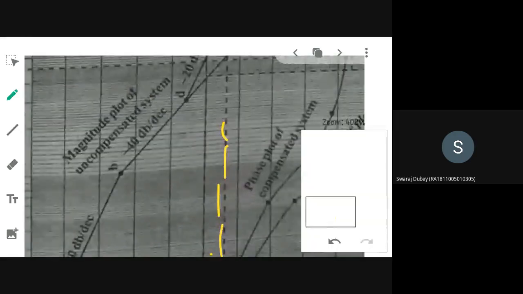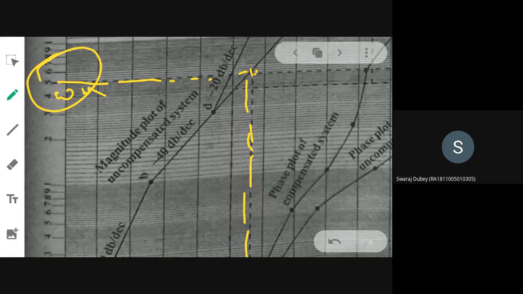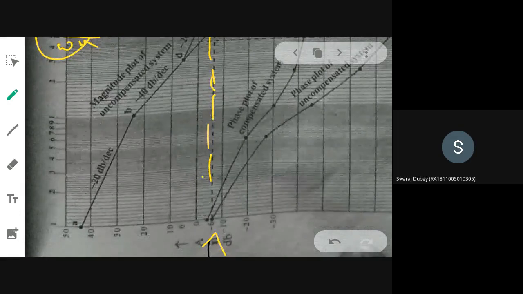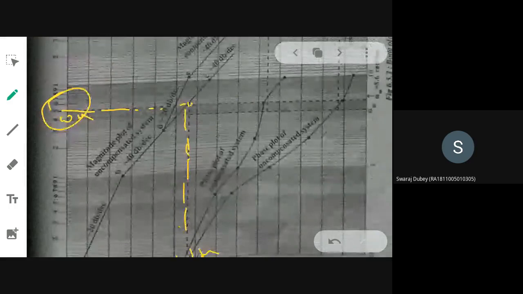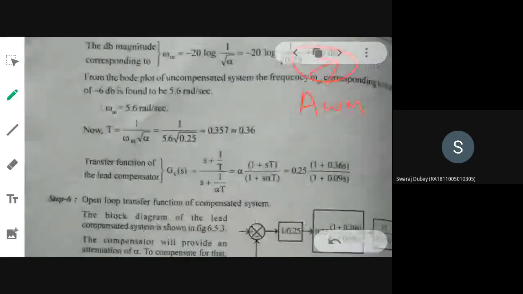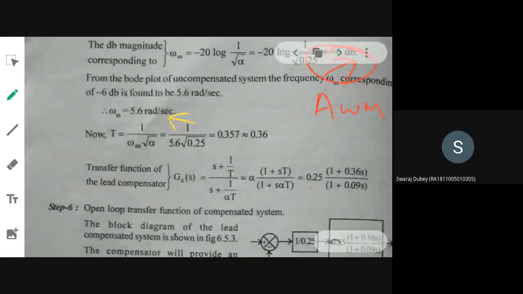So that it hits this magnitude, and that I will extend to omega. So this is my omega m. So what is my omega m? 5. Okay, so this is my A at omega m, that is minus 6, from which I have obtained 5 radians per second. So from the graph I am obtaining this point. The accurate value is 5.6. You can get a closer value, no problem. So this is obtained from the Bode plot, from the graph. So now I know omega m.